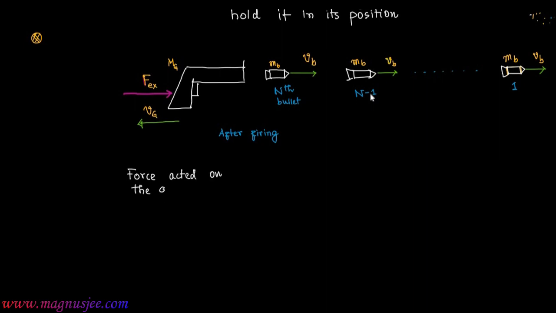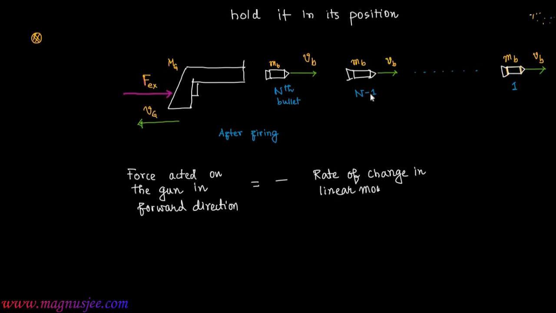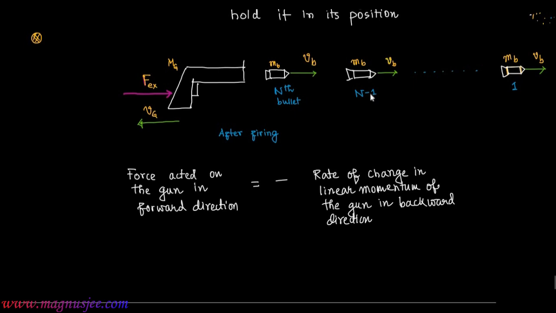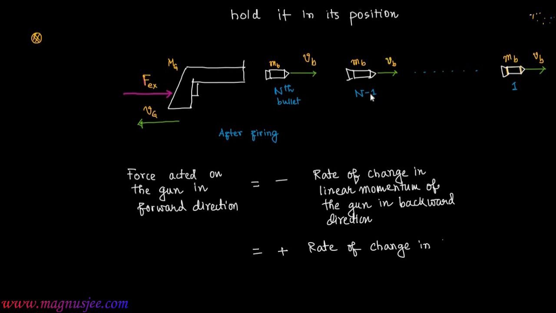Now we can write the force acting on the gun. The force acting on the gun in the forward direction, that is Fex, is equal to minus the rate of change in linear momentum of the gun in the backward direction, which can be written as the positive rate of change in linear momentum of capital N number of bullets in the forward direction.